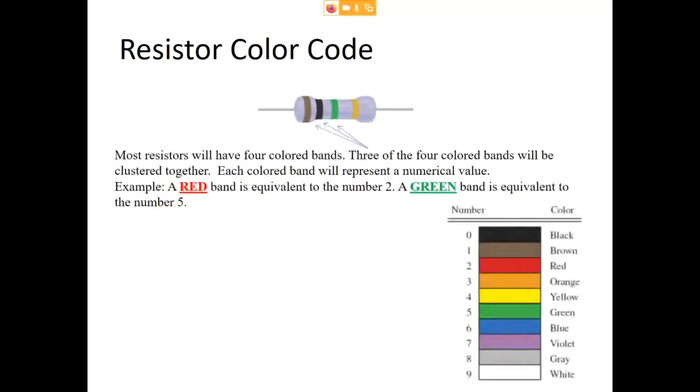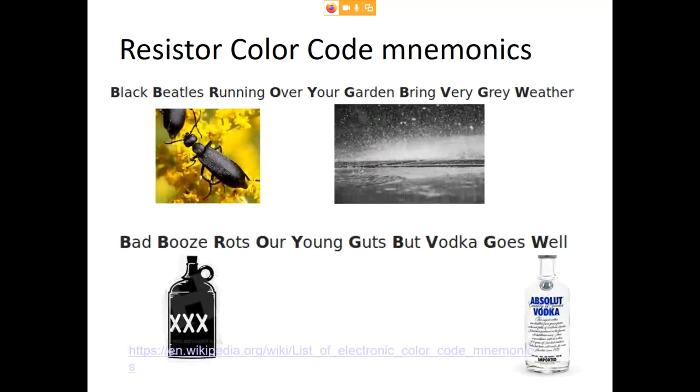All right, now these color codes here, black, brown, red, orange, memorizing that can kind of be difficult. So to help with that, people have come up with mnemonics, right? The idea of a mnemonic is to help you remember something.